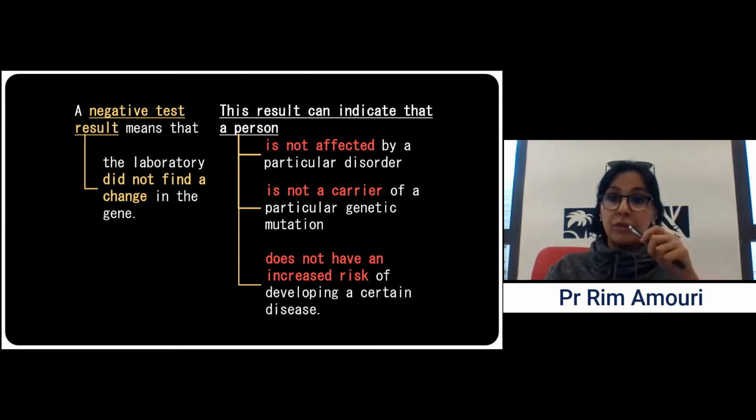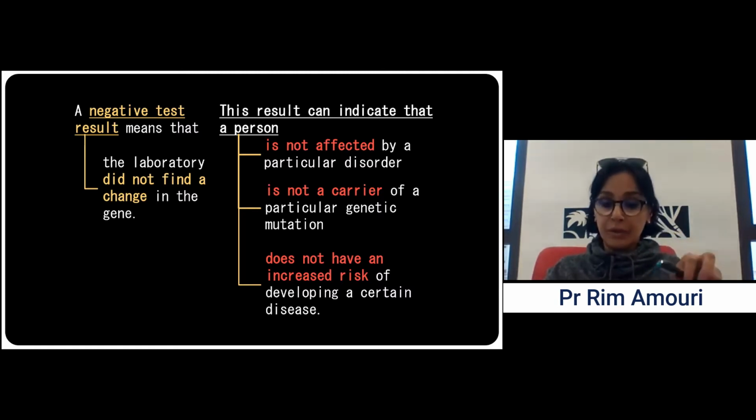A negative result for specific genes means that the lab did not see the mutation and indicates that the person is not affected by the disease or is not a carrier for a specific genetic mutation, or does not have an increased risk of developing the disease. However, it is possible that the test missed a disease-causing mutation because many tests cannot detect all genetic changes that can cause a particular disorder. Hence, further testing may be required to confirm results.